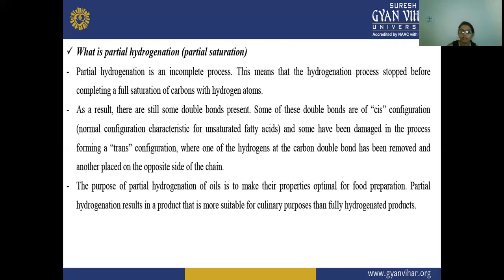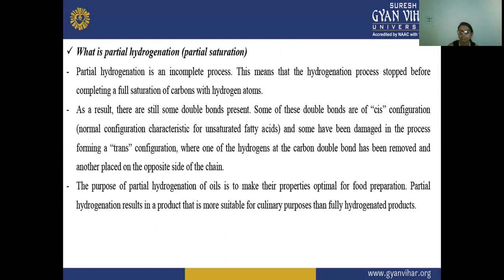Next is partial hydrogenation, or partial saturation. Partial hydrogenation is an incomplete process. This means that the hydrogenation process is stopped before there is a complete saturation of carbon with hydrogen atoms. As a result, some double bonds remain, and some of them have a cis configuration, while some are altered in the process, forming a trans configuration where one hydrogen of the carbon atom has been removed and another placed on the opposite side of the chain.